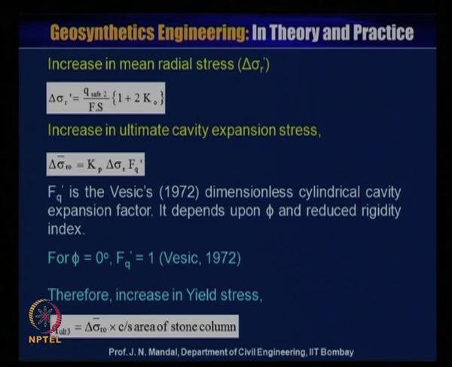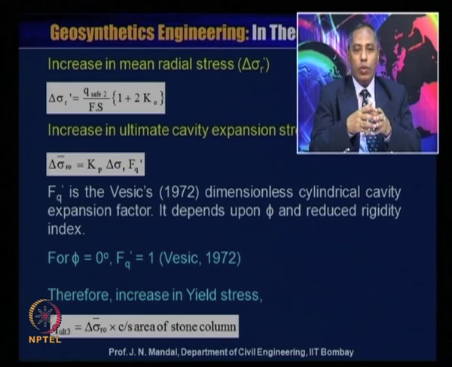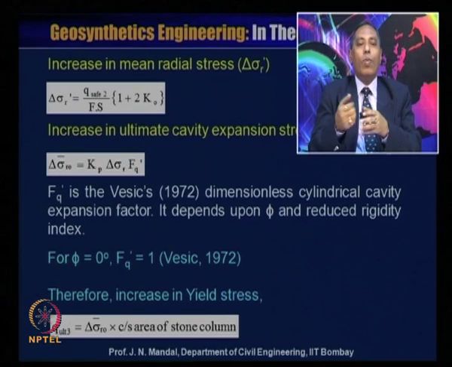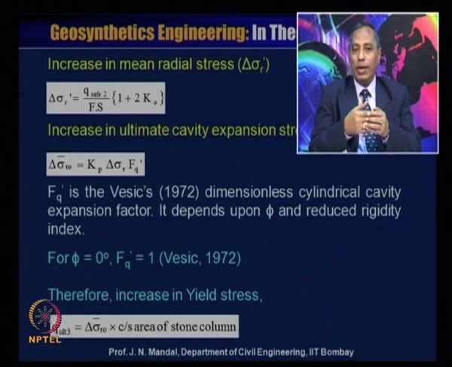So, the increase in the ultimate cavity expansion stress, that is delta sigma R0, is equal to Kp into delta sigma R into Fq dash, where Fq dash is the Vesic 1972 dimensionless cylindrical cavity expansion factor, and it depends upon the phi and the reduced rigidity index. For phi equal to 0, the F dash Q value is equal to 1, as mentioned by Vesic 1972.